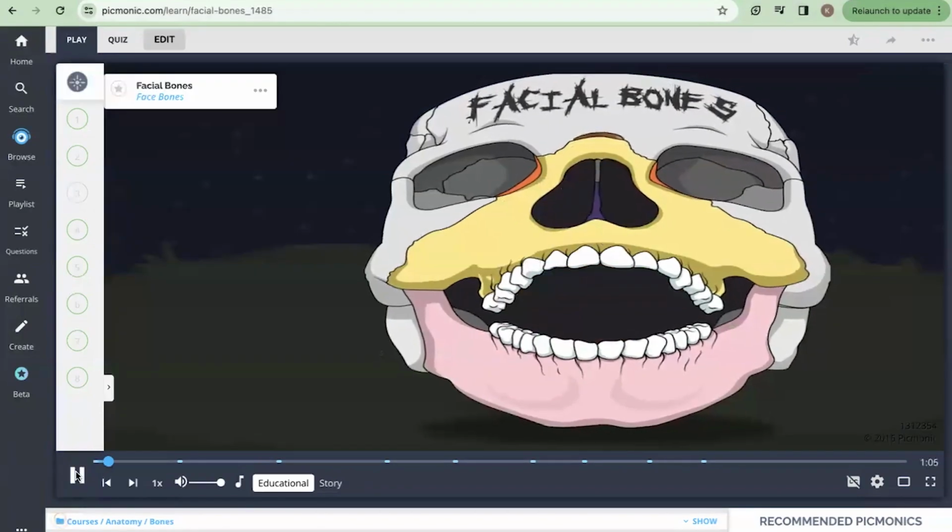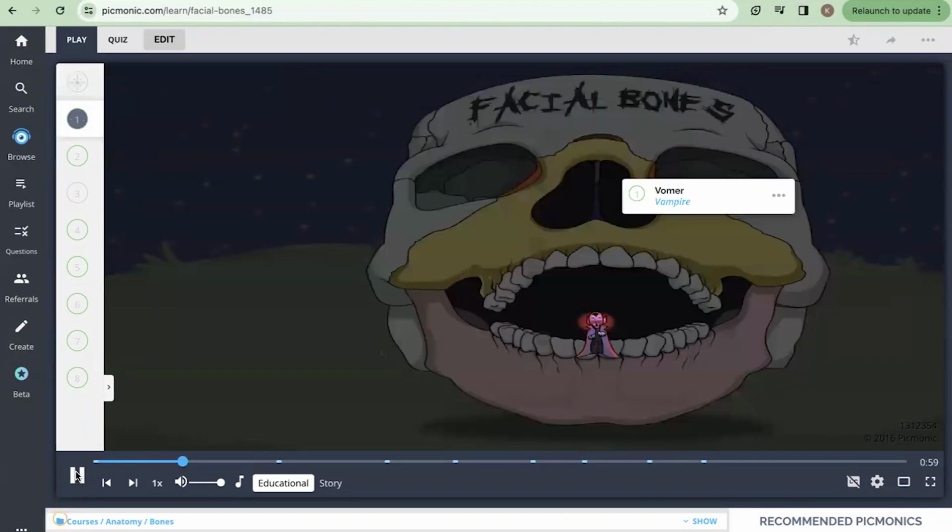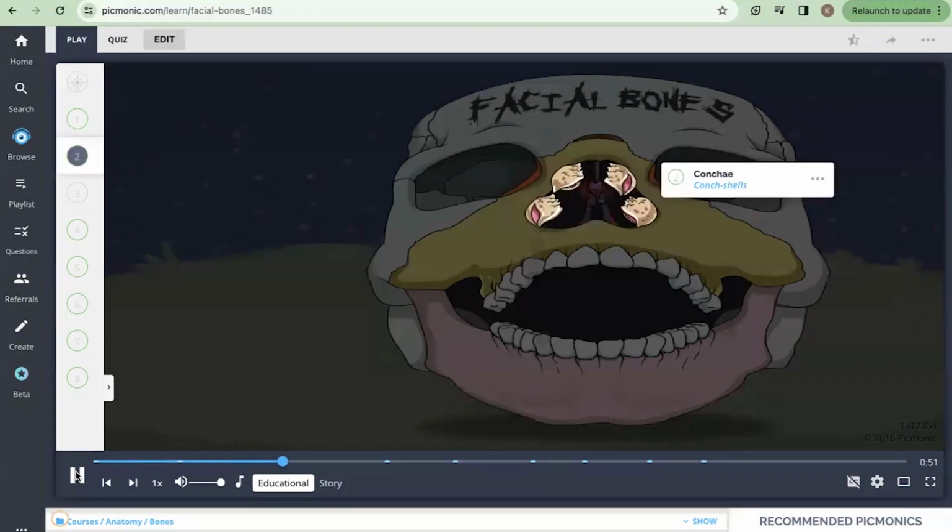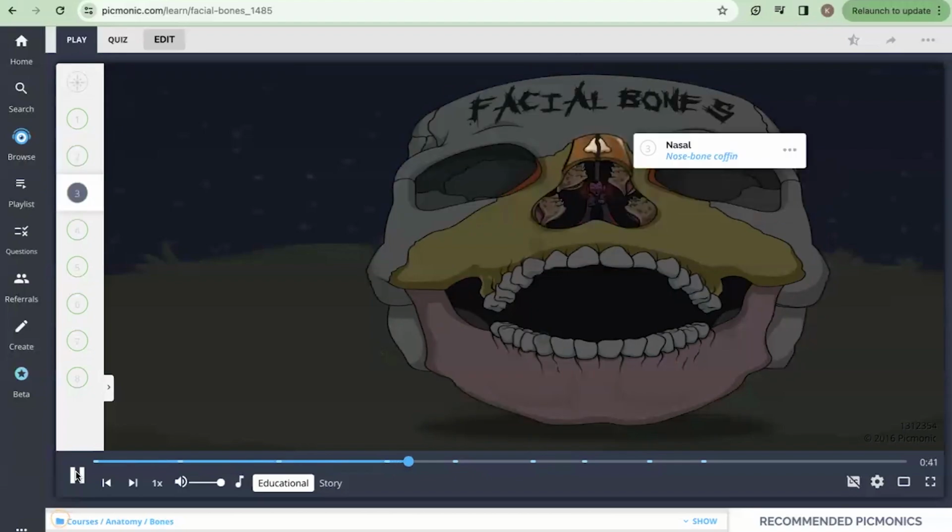In this Picmonic, we describe the facial bones shown by the vampire emerging from his facial bone coffin. The vomer is shown as the vampire and is one of the unpaired facial bones located medially, forming part of the nasal septum. Next, the nasal concha bones are elongated seashell-shaped bones which support the nasal mucous membranes, shown as the conch shells. The nasal bones form the bridge of the nose and can be remembered by the nose bone coffin.